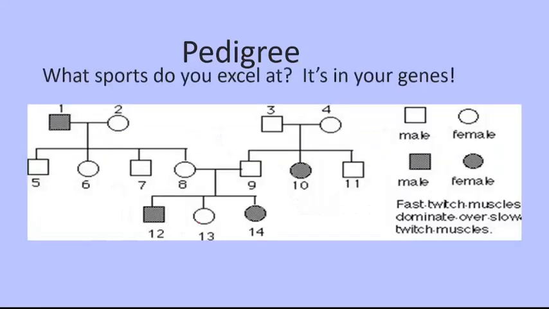So these genes actually dictate what you're good at. Essentially, how high you jump, how tall you will grow, how long your arms are, how fast you run, and all that, it's actually all in your genes.